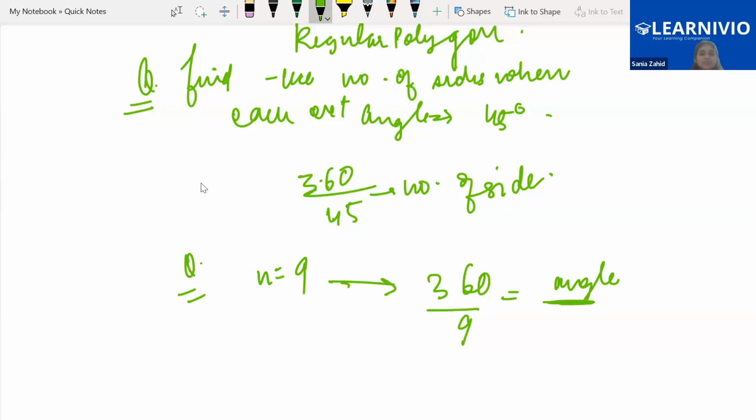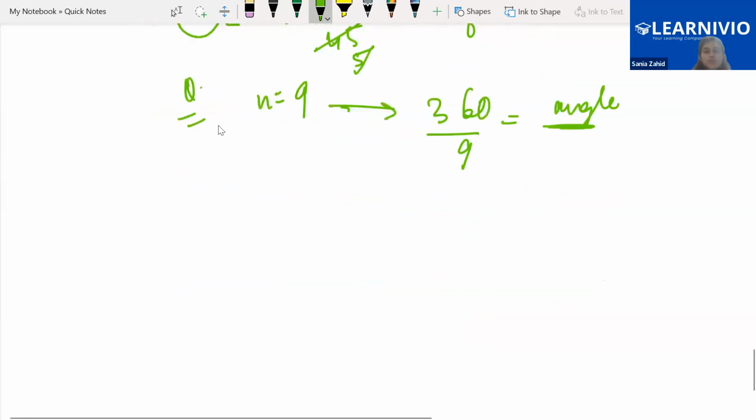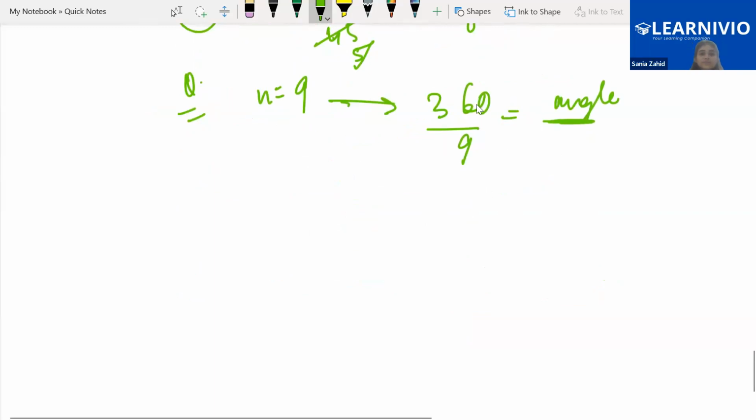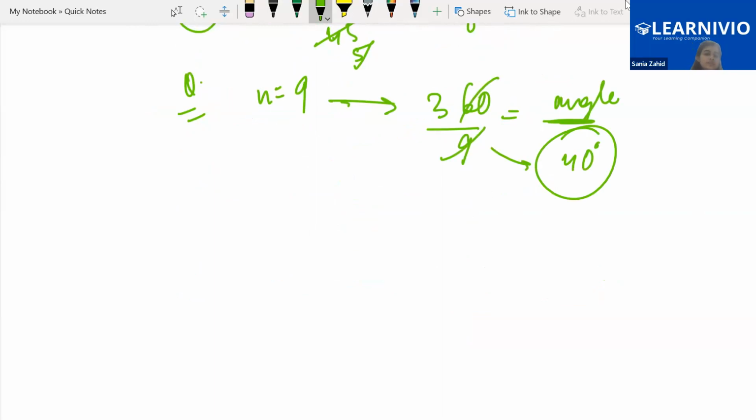So for example here, 360 by 45, you get 8. So number of sides are 8. And over here, you have 40. So 40 degrees the angle. Fine. So can you find the angle and the side whenever one of the things is given? Yes, ma'am.